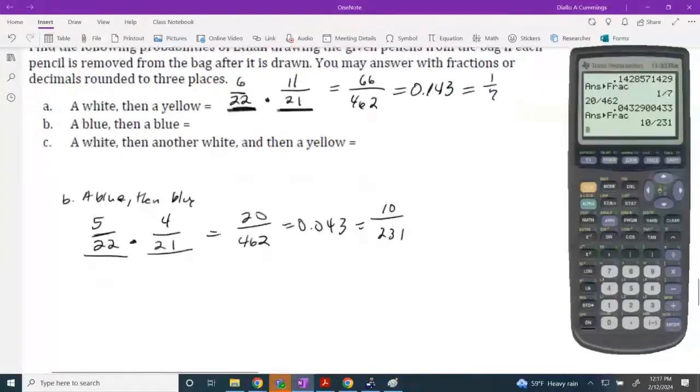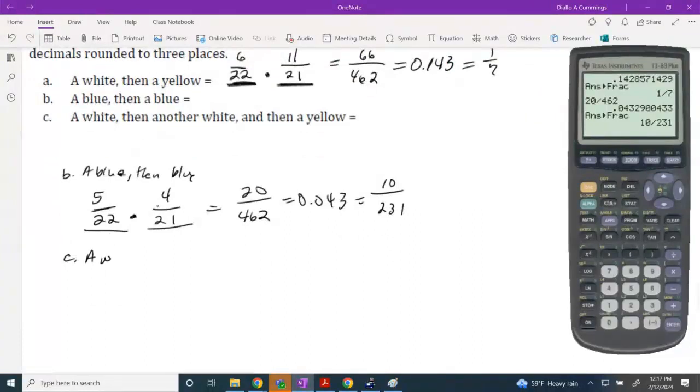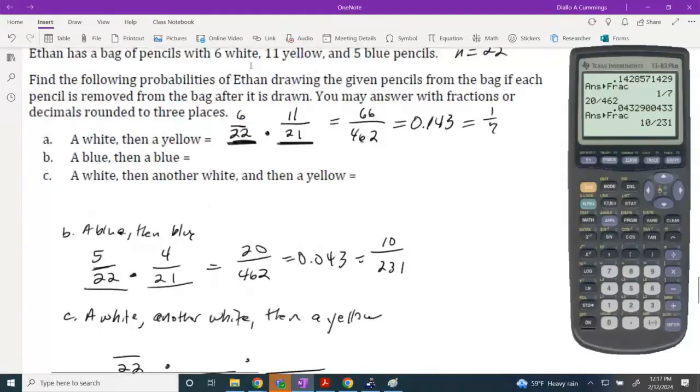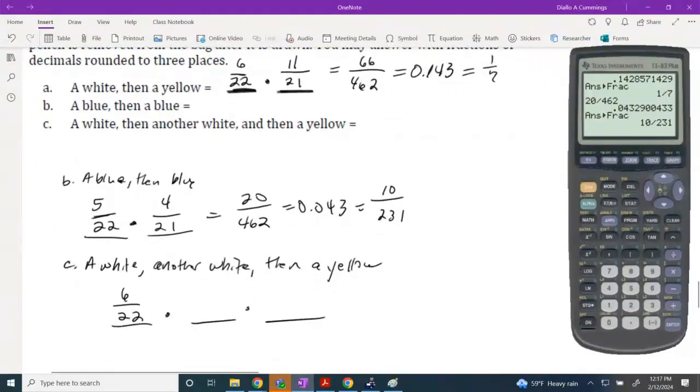And then the last one says a white pencil, another white pencil, and then a yellow. Okay, so I'm going to use the fundamental principle of counting, but in this instance we're going to use 3 probabilities, right? For the first pencil, second pencil, third pencil. So the probability that the first pencil is white, we're going to start with 22 pencils in the bag, and to start with, there are 6 white pencils. So the probability that the first pencil is white is 6/22.